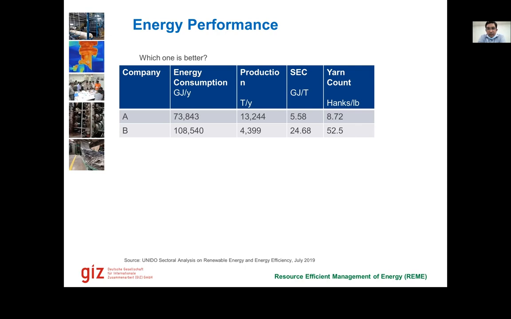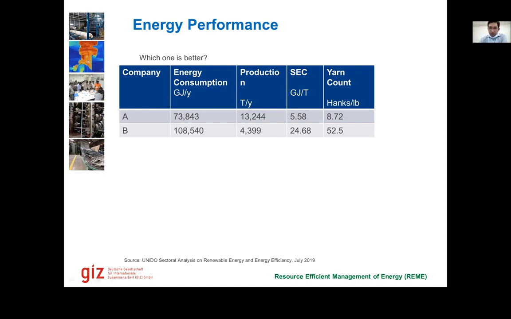So yarn count is an indicator that indicates how many lengths of yarn fit into 1 pound. So a hank is a measure of length. Company A produces a yarn of which 8.72 hanks of length weigh 1 pound, and company B produces a yarn in which 52.5 lengths of yarn weigh 1 pound. What do you think now? Can we still compare them? Can we tell which one is better?